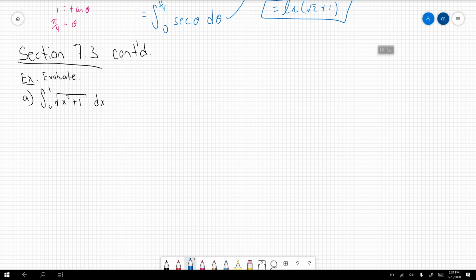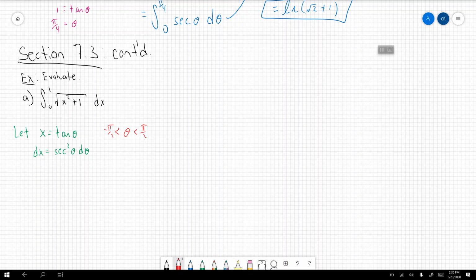If we go back to the table that we were looking at, we're going to make the substitution that x is equal to tangent of theta, and that's because we see some x squared plus some other squared value. Then our dx will be the derivative of tangent, which is secant squared theta d theta. Again, restriction values: theta must be between negative pi halves and pi halves.